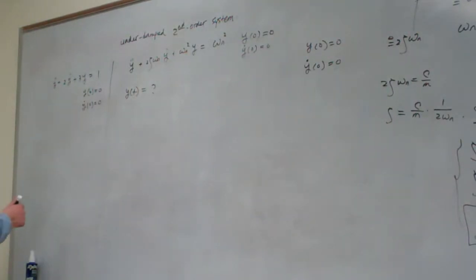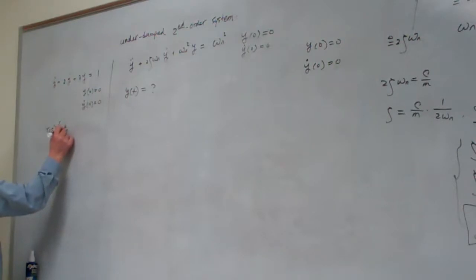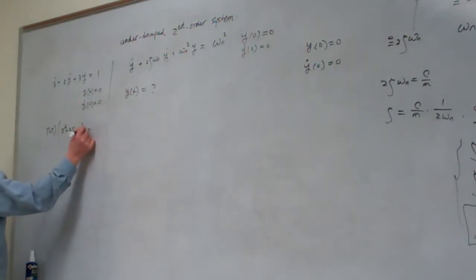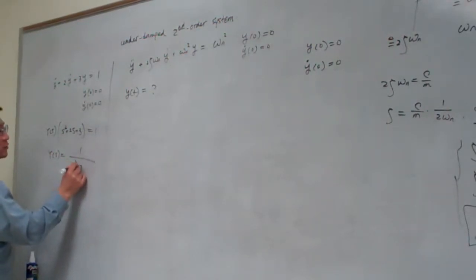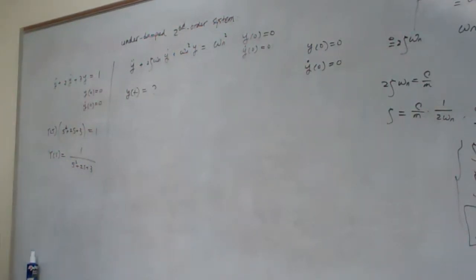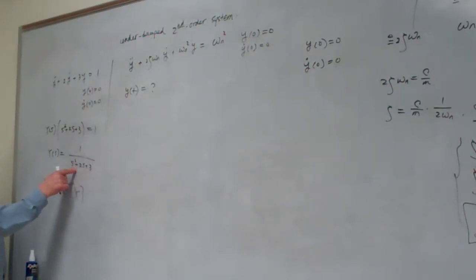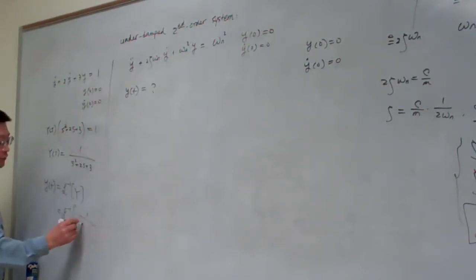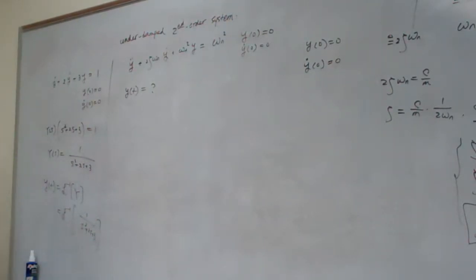So for this case, Y(s) times (s squared plus 2s plus 3) equals 1, and Y(s) equals 1 over (s squared plus 2s plus 3), right? So for y(t), you can take the inverse Laplace transform of this. So you need to take the inverse Laplace transform of 1 over (s squared plus 2s plus 3). How to do that?